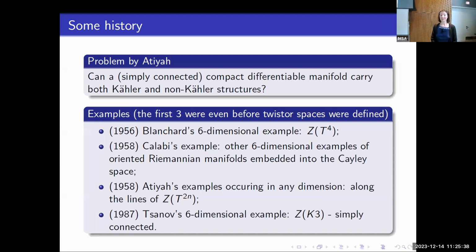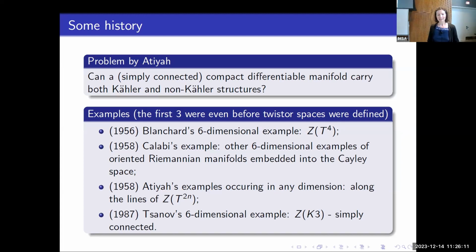In the 50s, Blanchard actually constructed the 6-dimensional example, which is the twistor space of T^4, the torus T^4, without having twistor spaces. So he constructed it explicitly, and his example is indeed the twistor space, but nobody had defined twistor spaces, so he just did it by hand. Then Calabi's example came shortly after that, in the same direction.